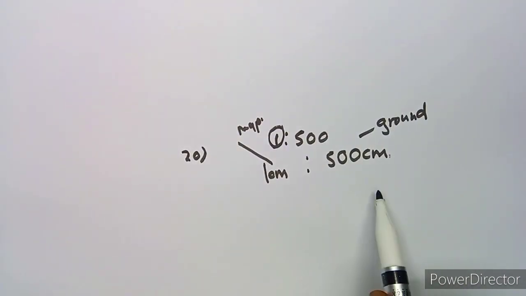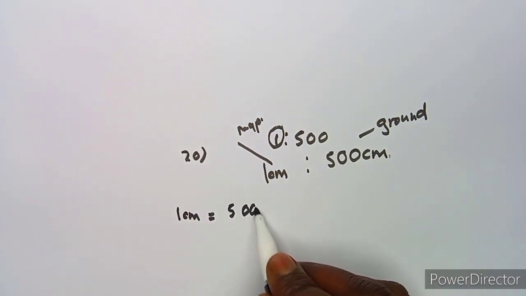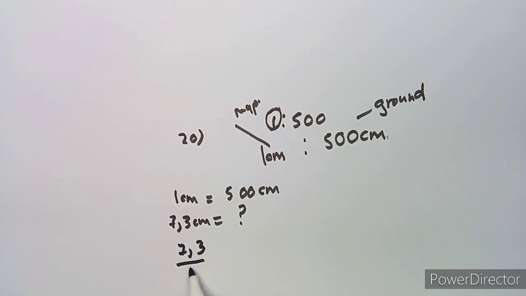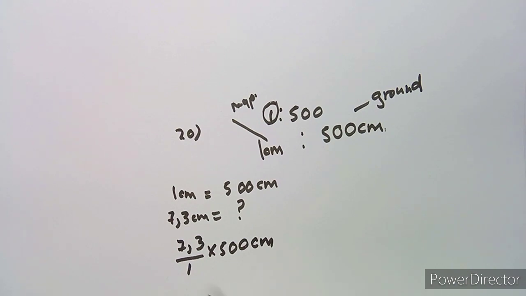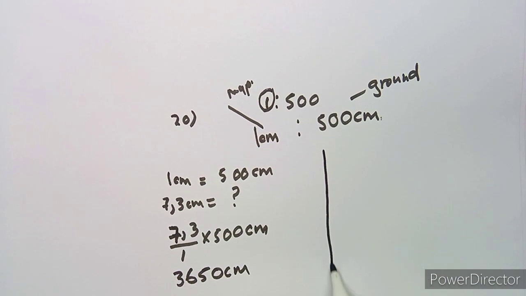So you can work with this measurement to say, if each centimeter is going to correspond to 500 centimeters on the actual ground, what about a line which is 7.3 centimeters? What is it going to represent on the ground? So definitely it's going to be more, which is 7.3 over 1 times 500 centimeters. So this is going to give you your answer in centimeters. Multiply properly, guys. 7.3 times 500 is going to give you 3650 centimeters.